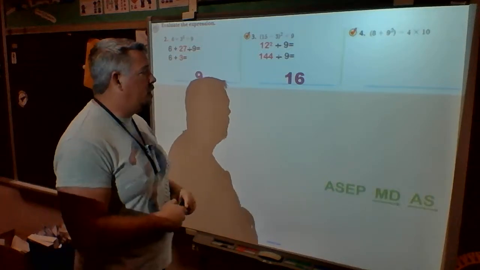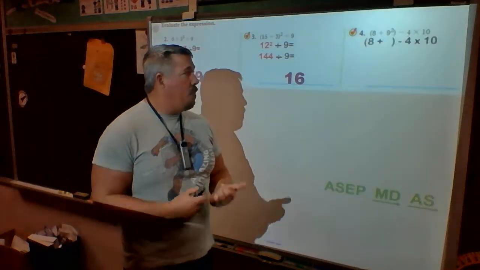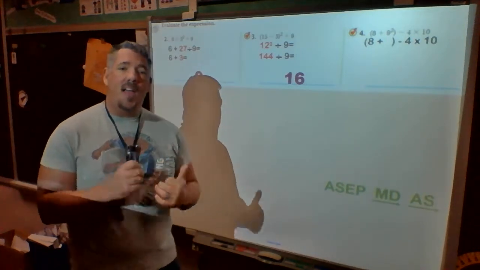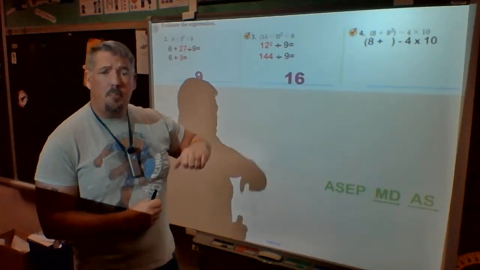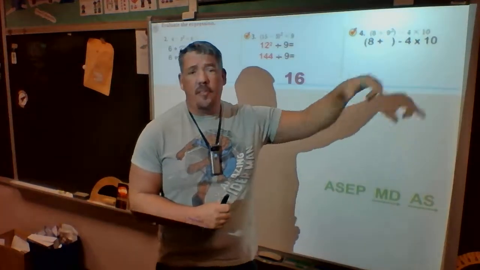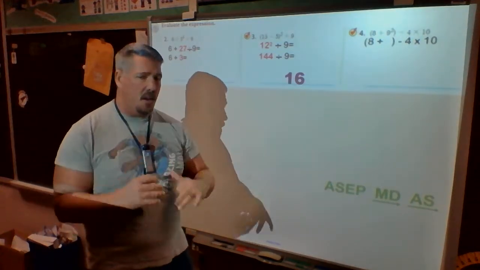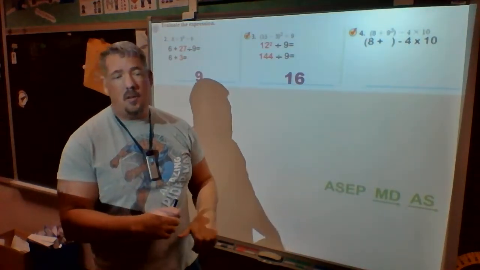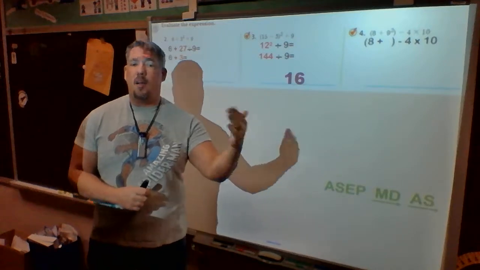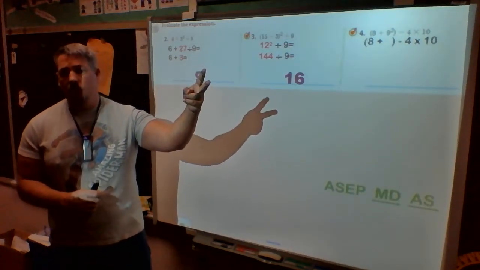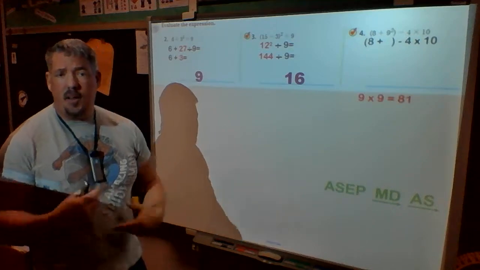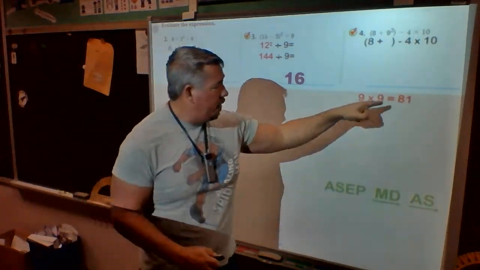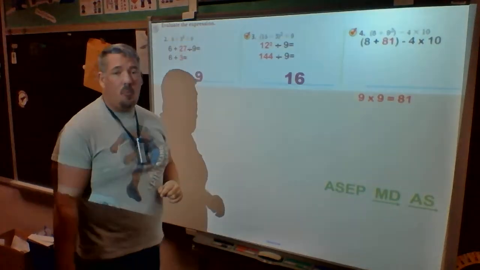Looking at number 4 then. On number 4, I still have to follow my order of operations. In my order of operations, I know I'm going to have to find my exponent answer first for this problem. So I'm going to rewrite everything, keeping it in the same order, keeping the same signs, just dropping it down with this gap until I solve for my exponent. My exponent is 9 squared, a base of 9 with a power of 2. So I have to do 9 times 9 to find the answer to my exponent. And 9 times 9 is 81. I plug that 81 into the math problem that I'm rewriting.